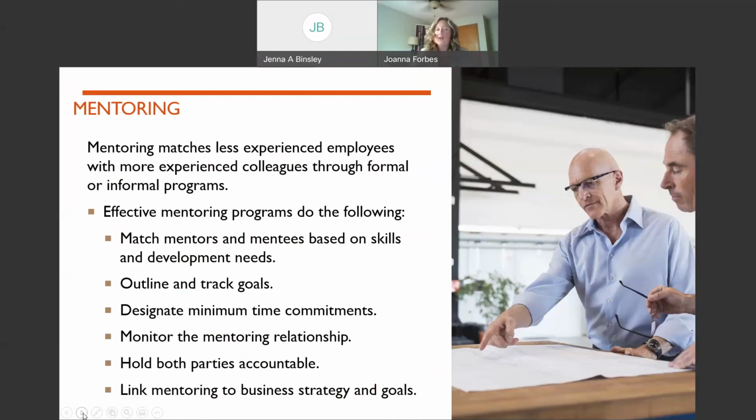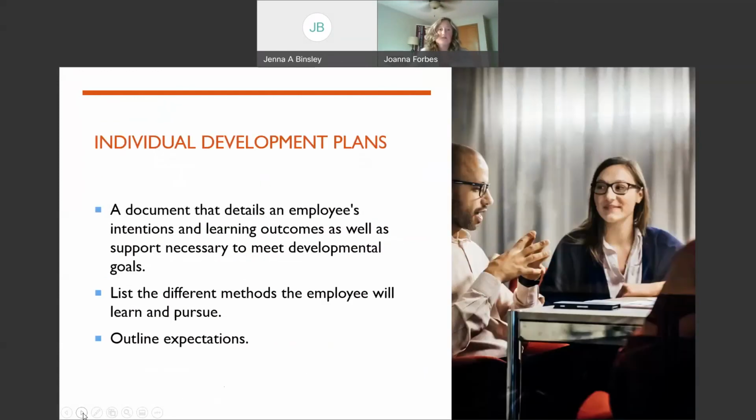So if you are going to roll out some sort of formal or even maybe a half informal mentor program, you want to make sure that it's being seen through and it's actually happening. That we're not just slapping these labels on people and then hoping for the best. So again, we're linking it to the business strategy and the goals. If we're going to take time to put these types of programs in, we want to make sure that we're doing them thoroughly and correctly.